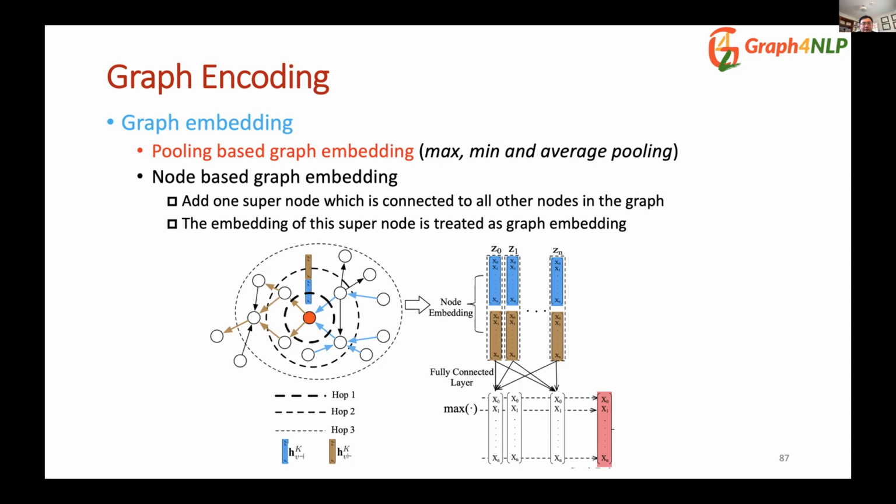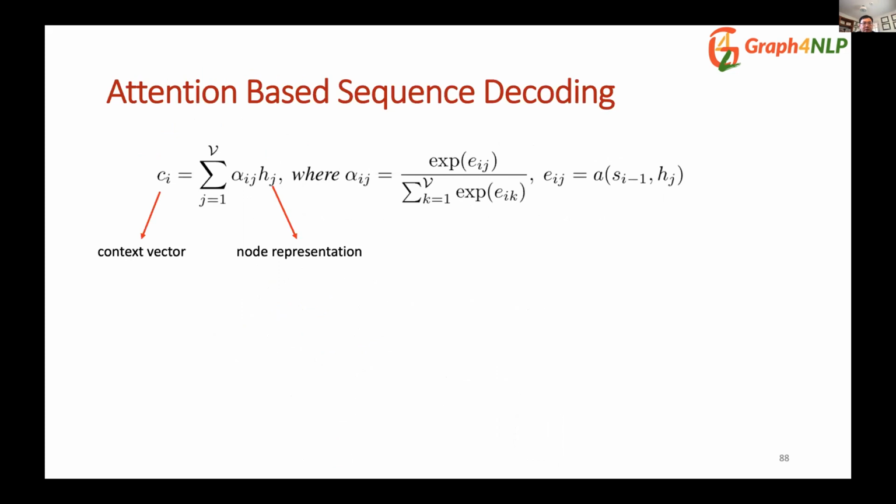However, we compared the two methods and found that pooling-based graph embedding seems to perform better. Probably part of the reason is that node-based graph embedding arbitrarily inserts a node into the graph structure, which brings some noise into the original graph structure, and therefore may lose some information. So this is attention-based sequence decoding.